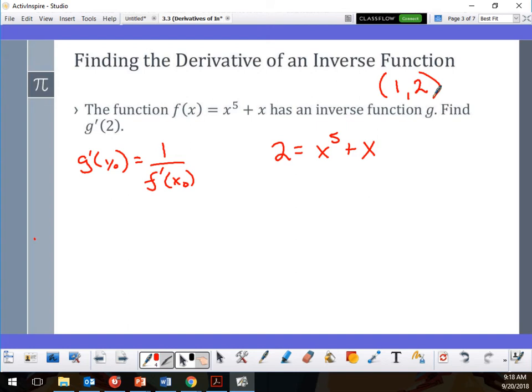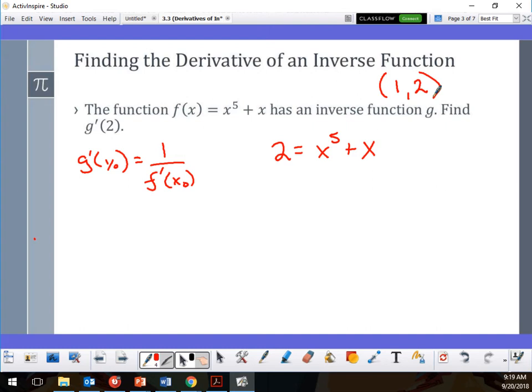Okay, so now I don't have a function for g. I do not, right? I don't have a function of g, and I'm not going to try and do an inverse of it. I'm not going to try and turn it inside out, okay, to make it x equals something in terms of y. I'm not going to do that.